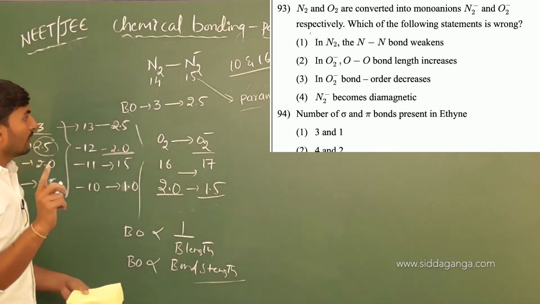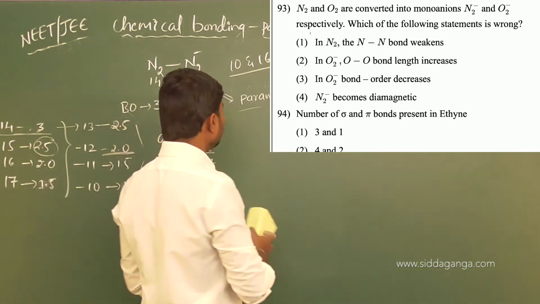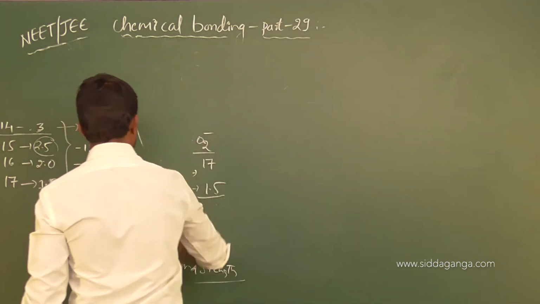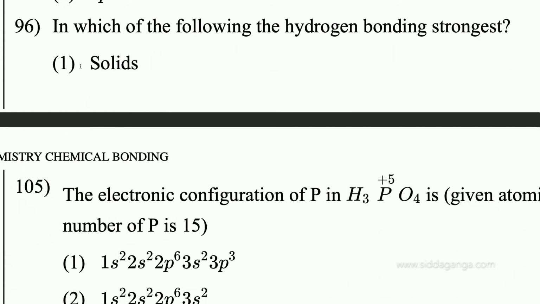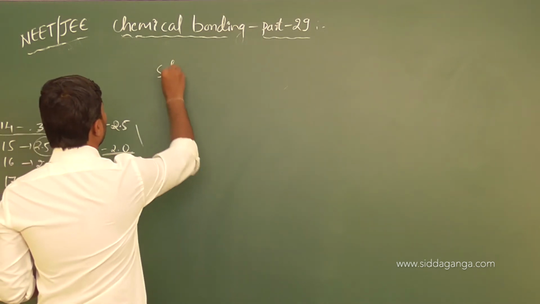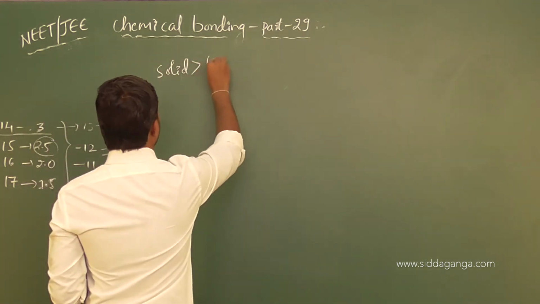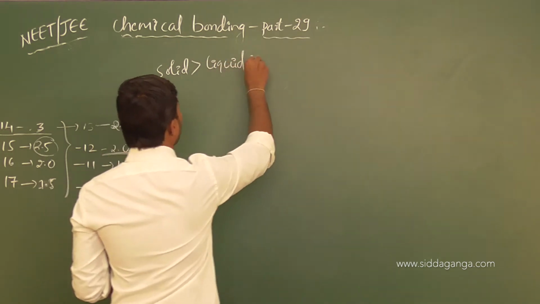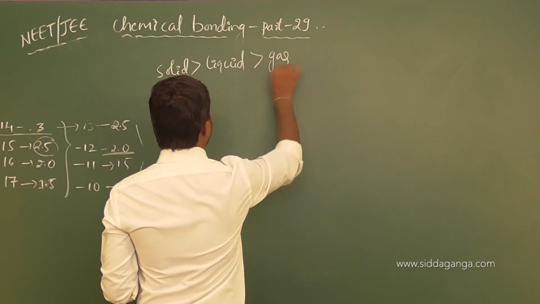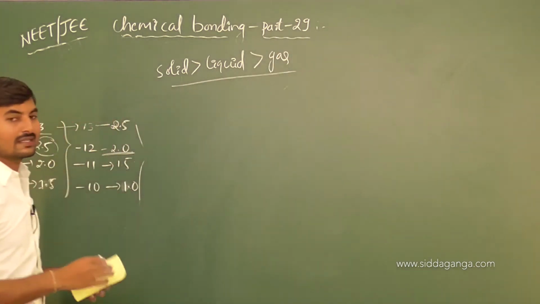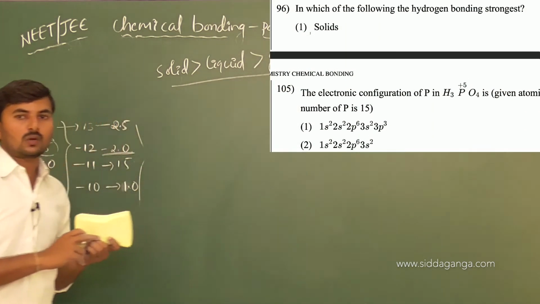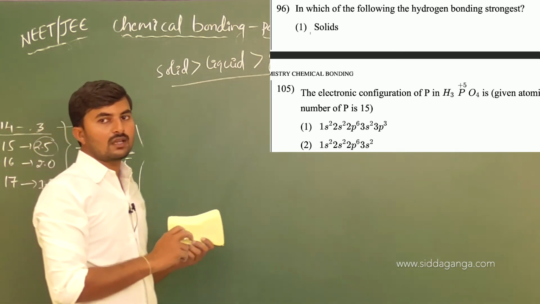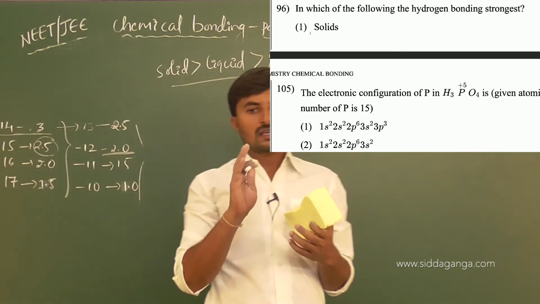Okay, and the next question. In which of the following is the hydrogen bond strongest? It is the simplest question. The strength of the hydrogen bond is greater in the case of solids, lesser in the case of liquids, and minimum in the case of gases. Which is the correct option here? Option 1 will be the right one, that is, hydrogen bonding is strongest in the case of solids.